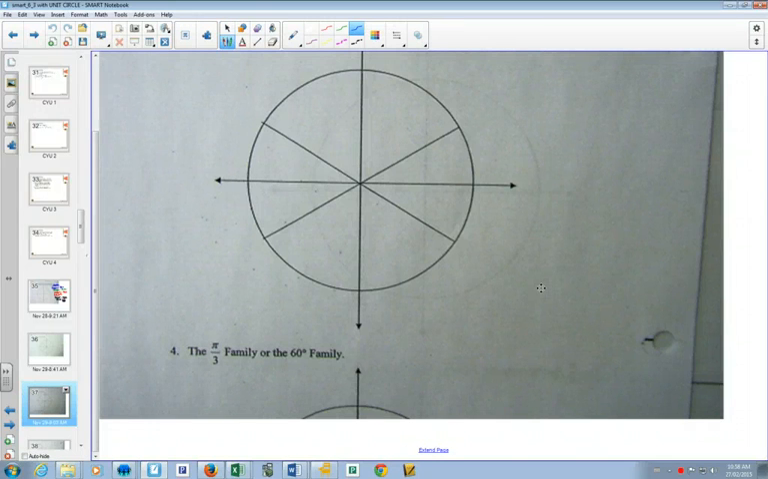So we have two more angles that we have to know without our calculator, pi over 6 and pi over 3. And we drew a special triangle for pi over 4. So we're going to also draw a special triangle for pi over 3 and pi over 6. And we can actually do them together.